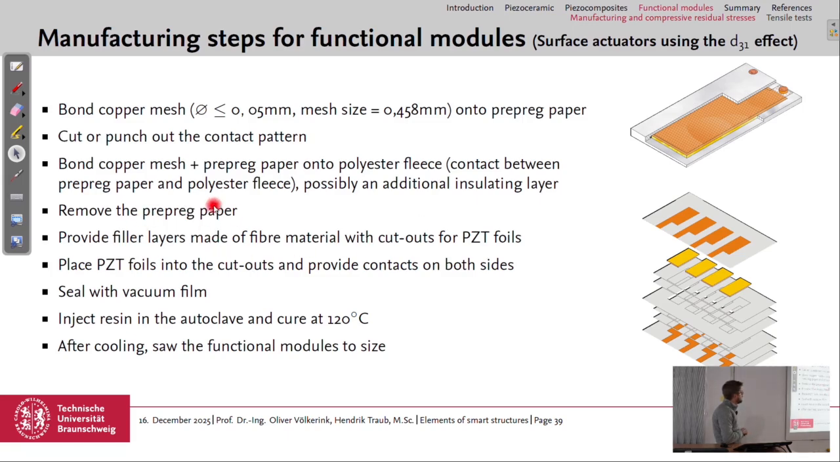Then we remove the prepreg layer, it's only a carrier, provide the filler layers made of the fiber material with the cutouts for the composites, place the foils inside, and then top it again with the contacting, seal everything, and then we can inject, for example, a thermoset resin and cure it in an autoclave at, for example, a cure temperature of 120 degrees. And after cooling, we cut them to size. This is for 4 transducers in one shot, and then we cut them down to 1.